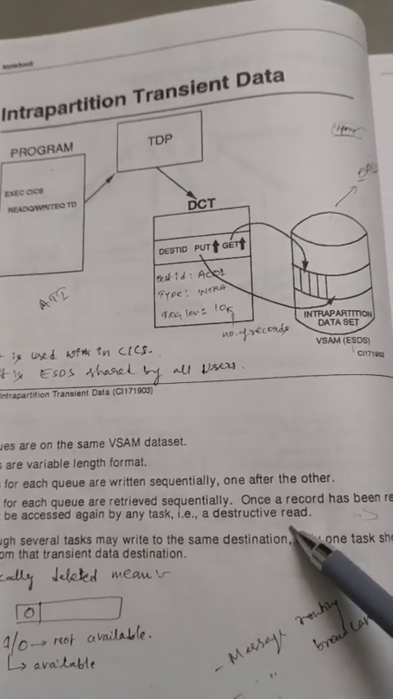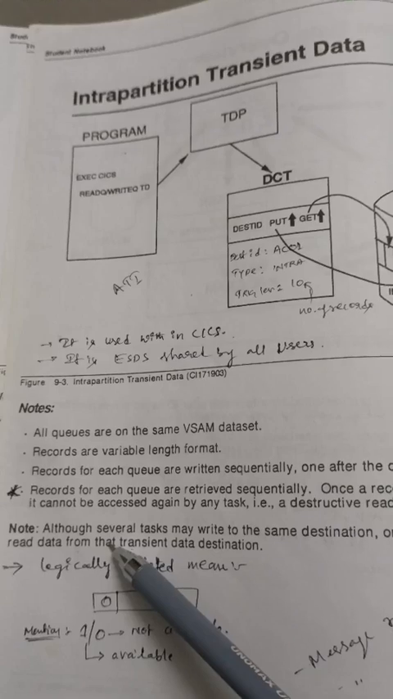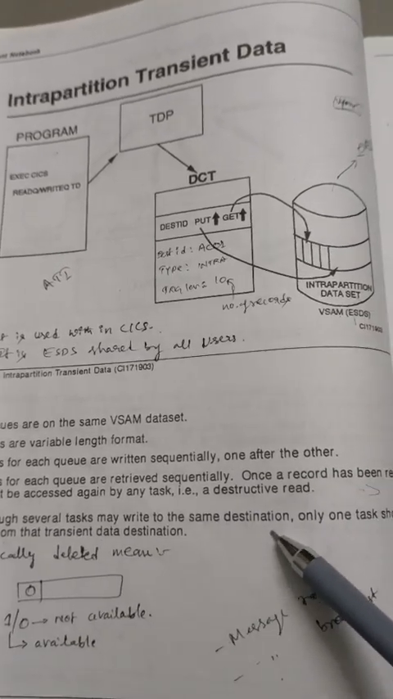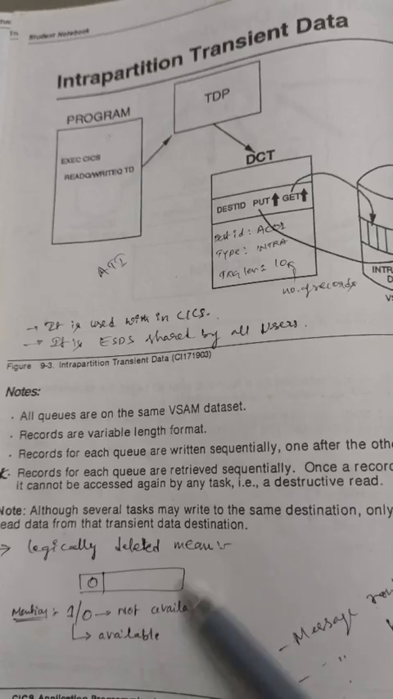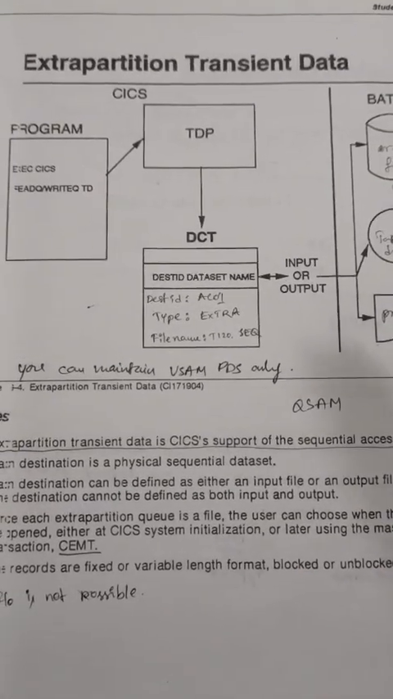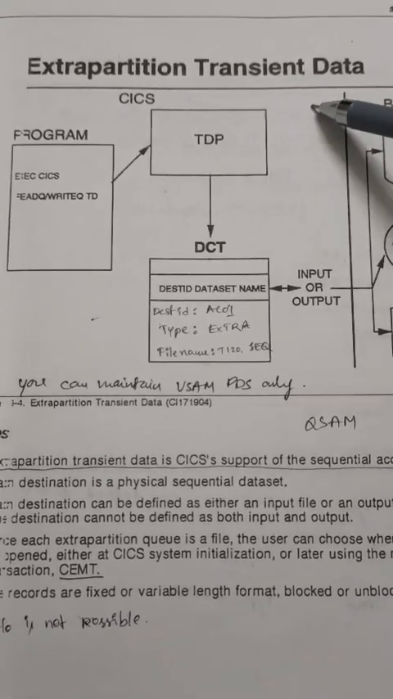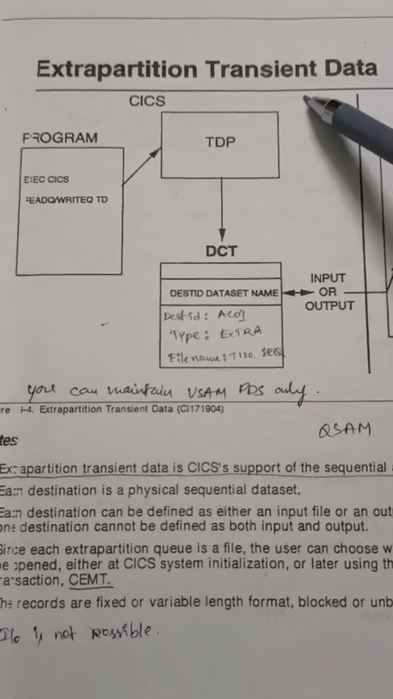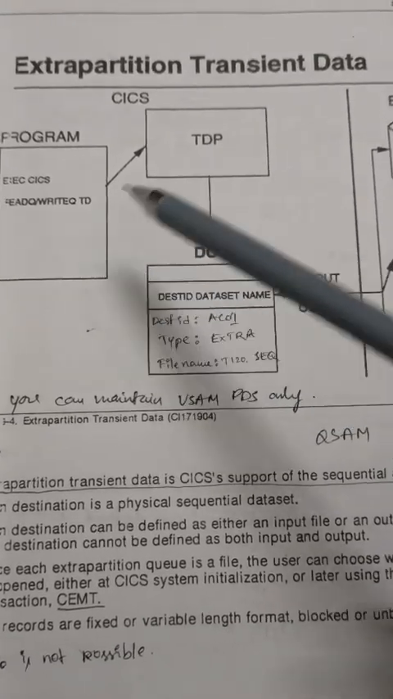This is like a destination queue read in the intra partition. Note here that several other tasks can have the same destination. This is like a logical message, and this is a normal message. Like we have talked about, another TDQ is the extra partition transient data queue, and here you can see the same syntax.